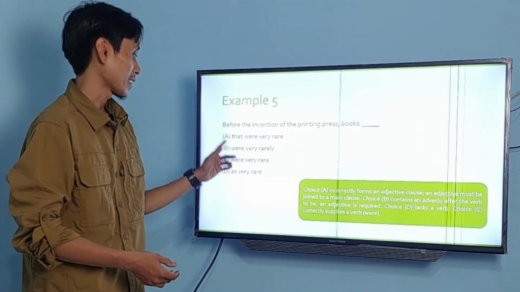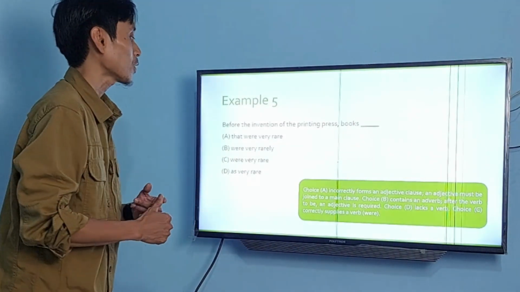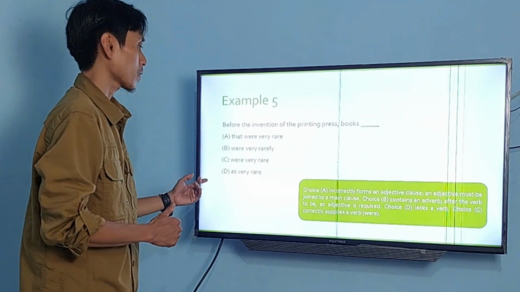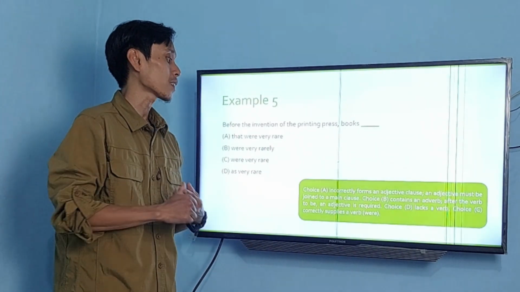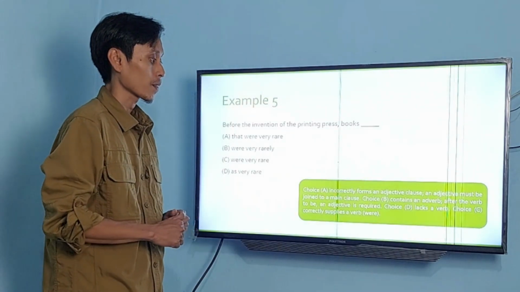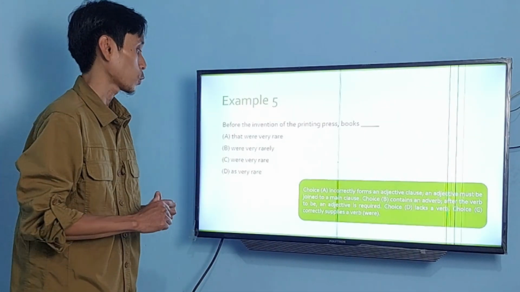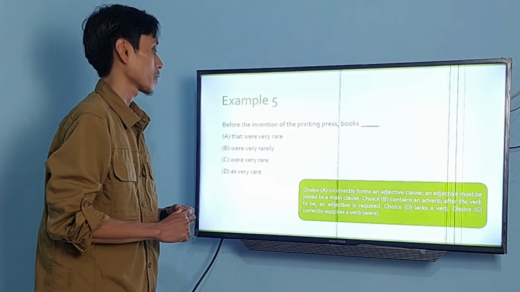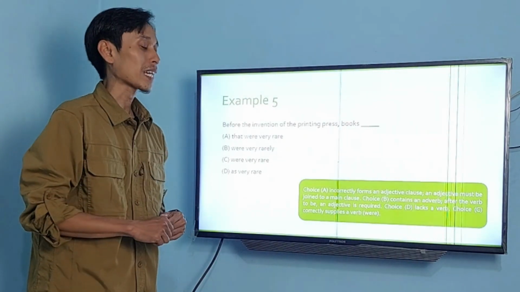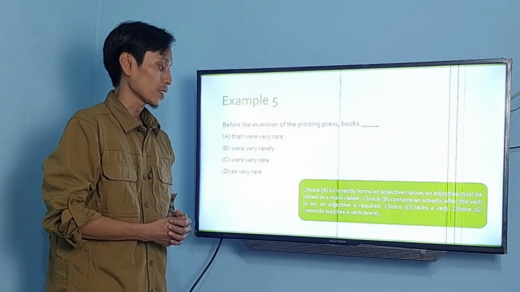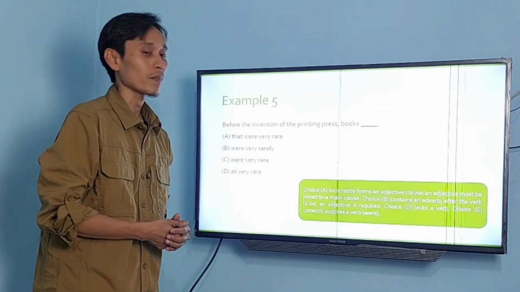Why? Because choice A incorrectly forms an adjective clause. An adjective clause must be joined to a main clause. Choice B contains an adverb, but after the verb "to be," an adjective is required. Choice D lacks a verb. And choice C is correct because it supplies the verb "were."